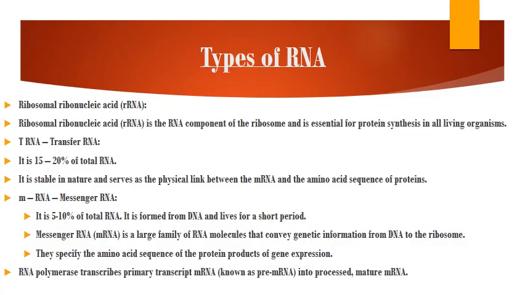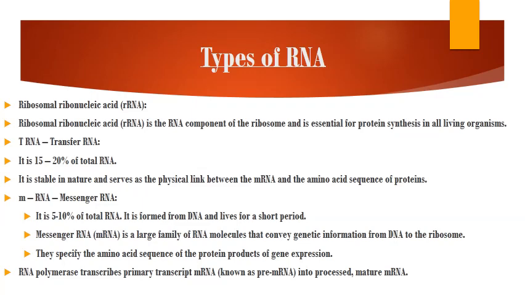Types of RNA, everyone knows about, these are of three types. Number 1, ribosomal RNA. This is the RNA component of the ribosome and is essential for protein synthesis in all living organisms. Transfer RNA, it is 15 to 20% of total RNA. It is stable in nature and serves as the physical link between the messenger RNA and the amino acid sequence of proteins. Messenger RNA, it is 5 to 10% of total RNA.